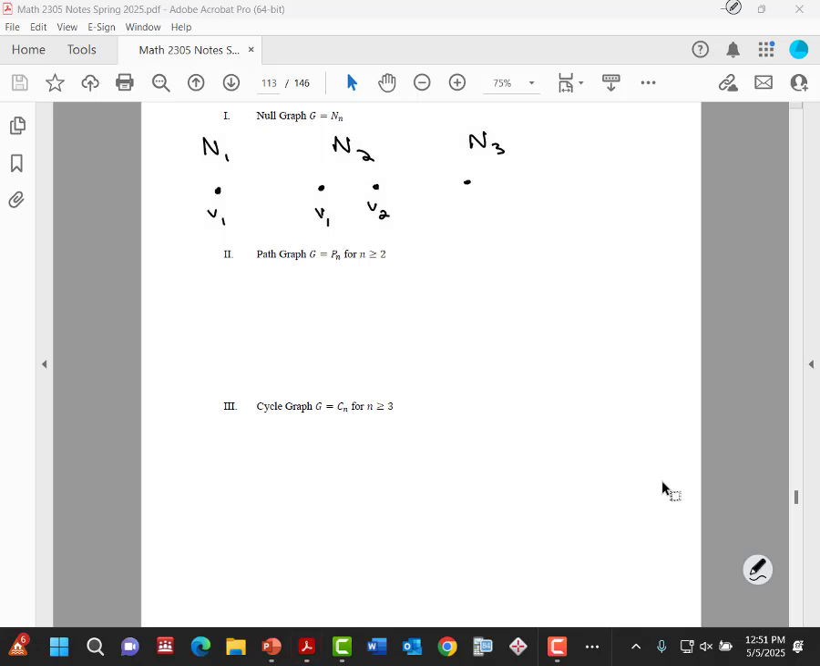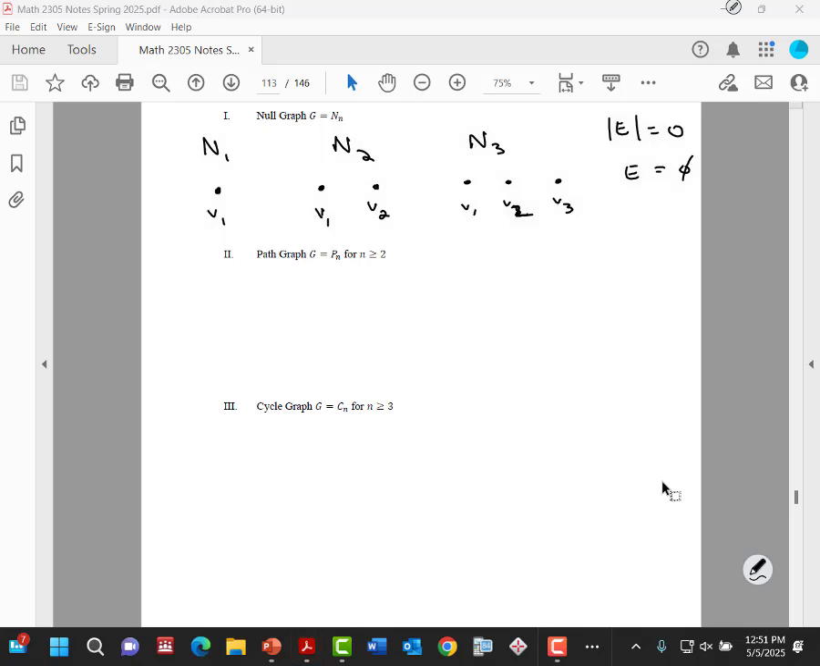N3 would be the graph on 3 vertices, V1, V2, V3. Notice for all of these null graphs, though, it consists strictly of a vertex set, but no edge set. In essence, the edge set is 0, or the empty set. There are no edges in these graphs.